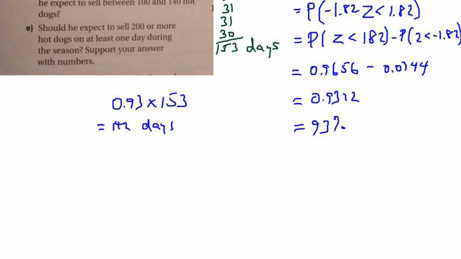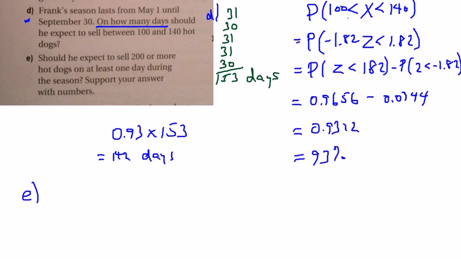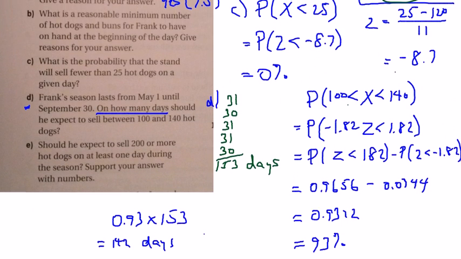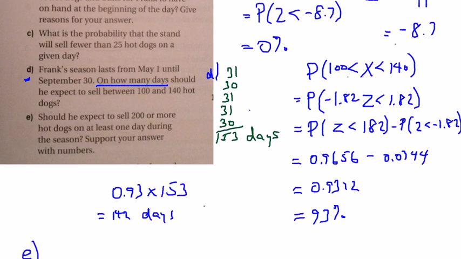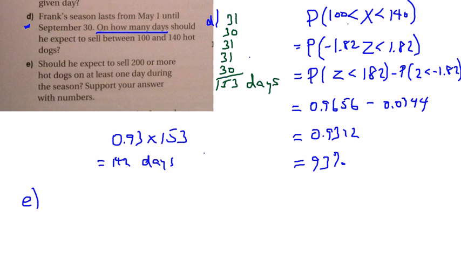Part E, should he expect to sell 200 or more hot dogs on at least one day during the season? Well, right away I can say that we've already kind of figured this out. I mean, there's a 100% chance he would sell less than 153, so no, he shouldn't expect to sell that many on at least one day during the season.